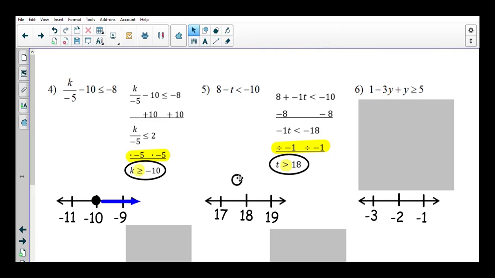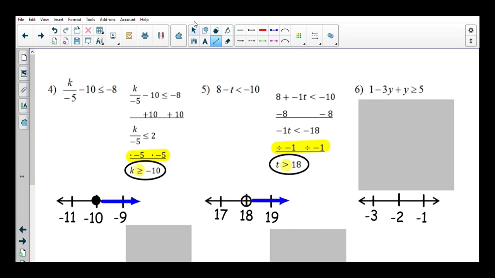This one, like our first 3, is an open circle. Watch your order of your numbers from least to greatest, left to right, so 17, 18, 19. Since our final solution is t is greater than 18, we are going to shade to the right, just like this. All right, so now we're going to get into some more complicated inequalities.